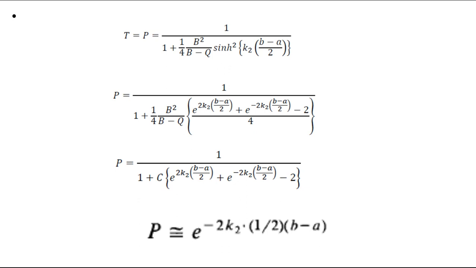So if we take this and move it up, we get the transmission probability P equal to e to the power minus 2k2 times (b minus a) over 2.